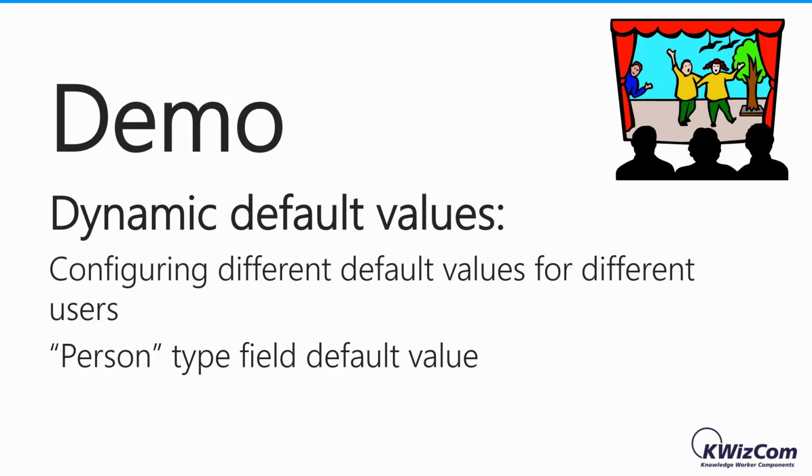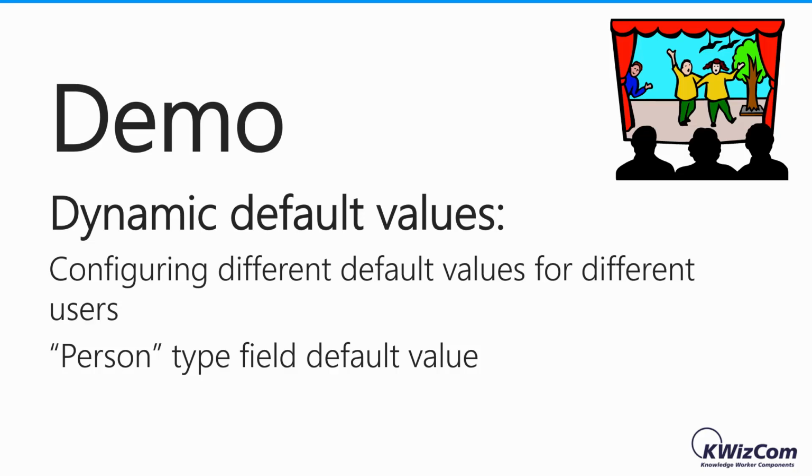Next feature I'd like to show you is called dynamic default values. Now you can say SharePoint already has default values, and that's correct. We offer more dynamic options for this capability. For example, you can set up different default values for different users. So if one user creates a new item, he will see one set of default values, but when a different user that maybe belongs to a different group opens the same new item form, he can see different default values.